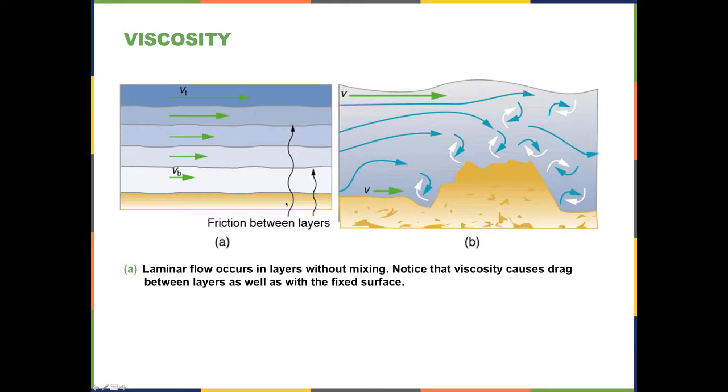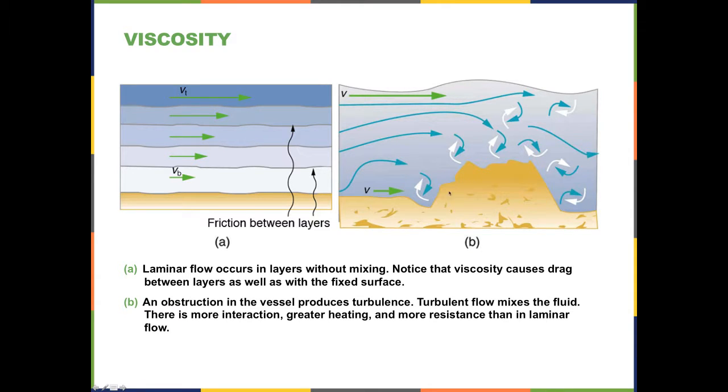Now B, on the other hand, there's an obstruction, and the obstruction breaks apart these laminar flow layers, and this causes turbulence. And the turbulent mixing that occurs causes more interaction, heating, and resistance to flow, and this becomes very chaotic in this area. So turbulent flow is a flow type where the layers mix, whereas laminar flow is a flow type where the layers don't mix.